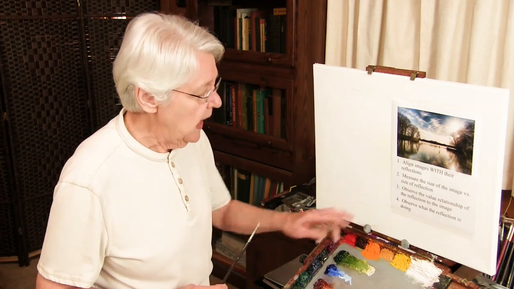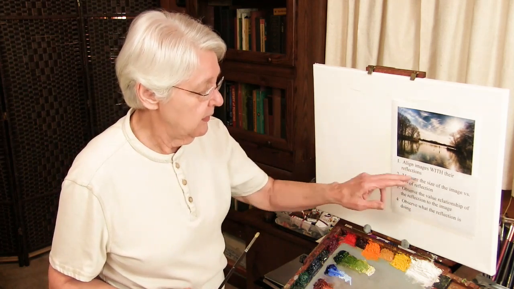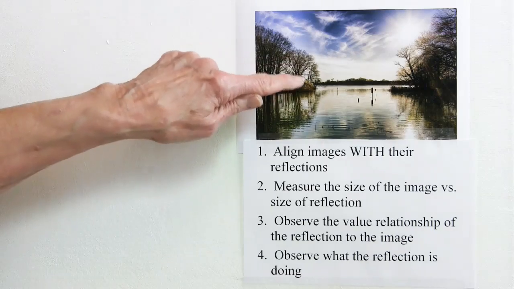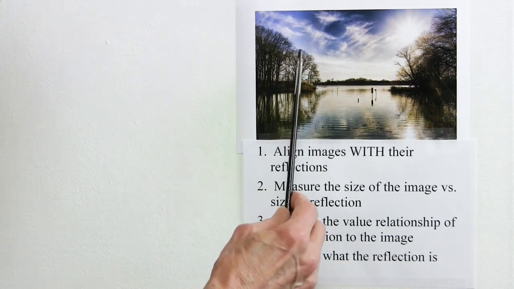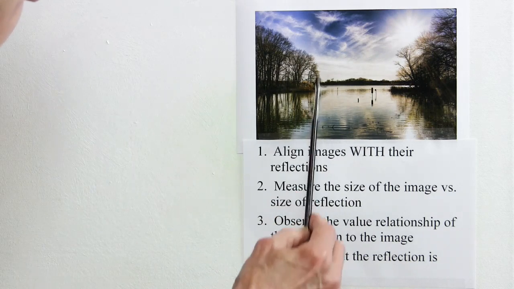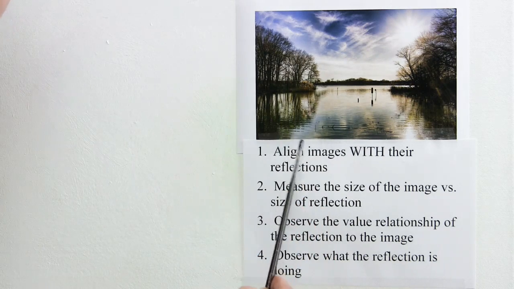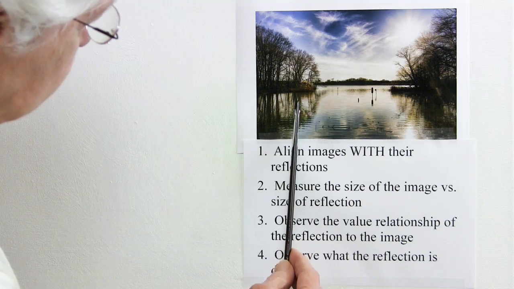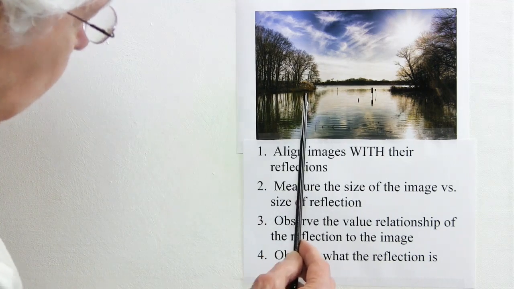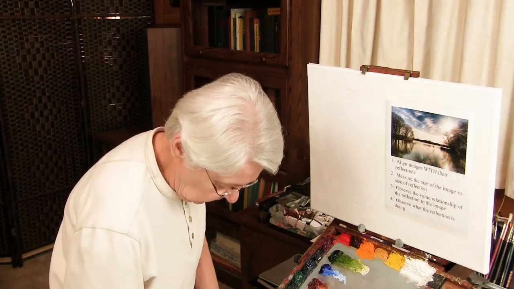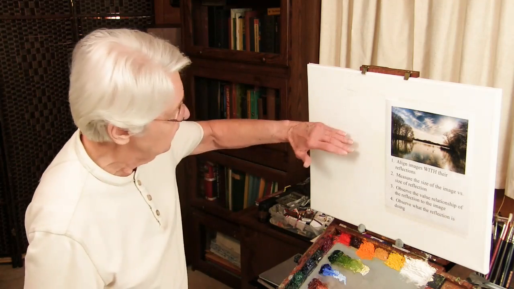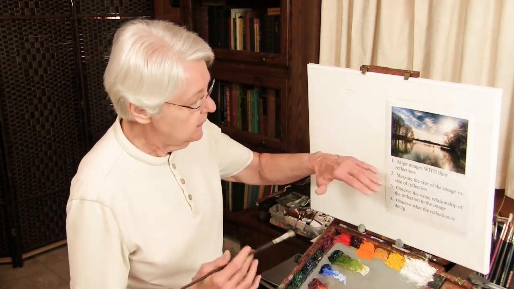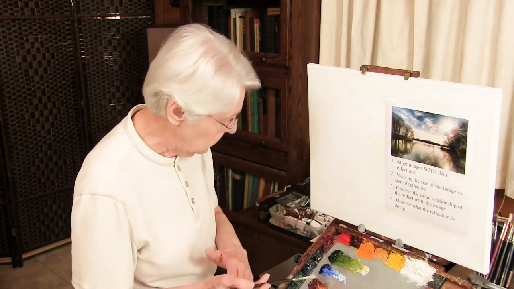First thing, align the image with the reflection. Now remember I said it's a mirror image. So if you look at this image, we're just going to work with this portion of the image right in here. Then you look how it's aligned. This image goes straight down like that and aligns. Now I'm going to do a little bit of a demonstration as I move along with these 4 suggestions so that I can illustrate to you what I'm talking about.